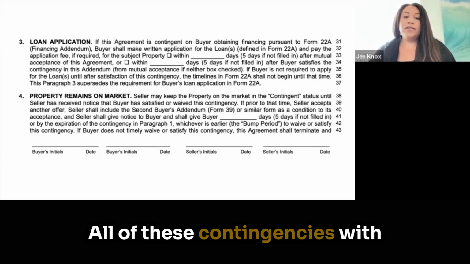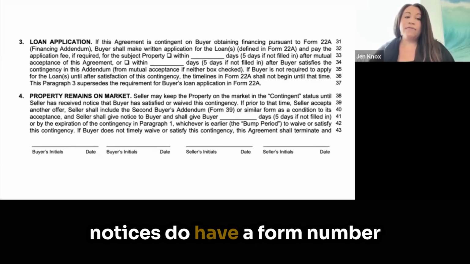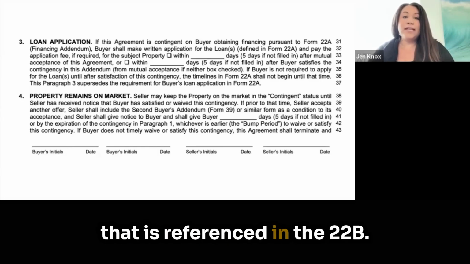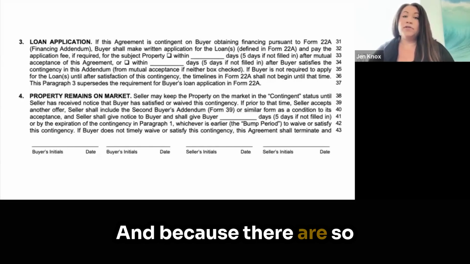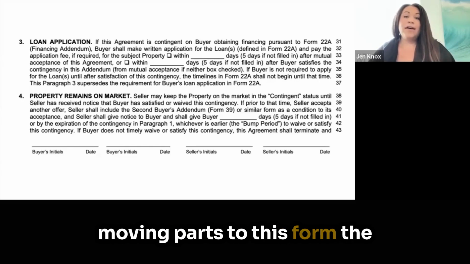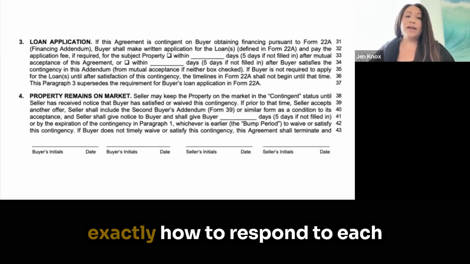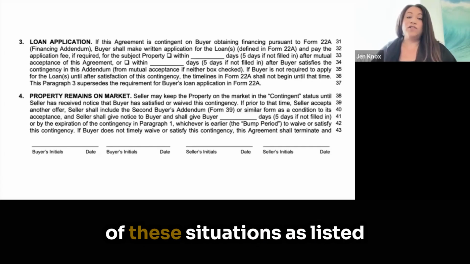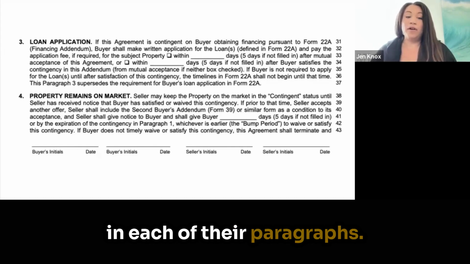All of these contingencies with notices do have a form number that is referenced in the 22B. And because there are so many notices and so many moving parts to this form, the Northwest MLS has laid out exactly how to respond to each of these situations as listed in each of their paragraphs.